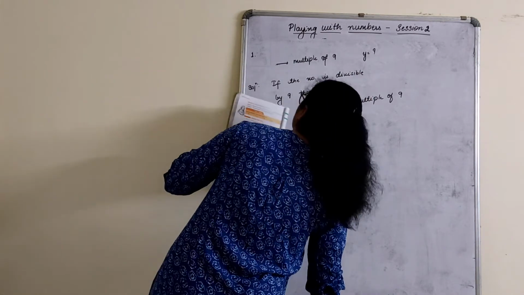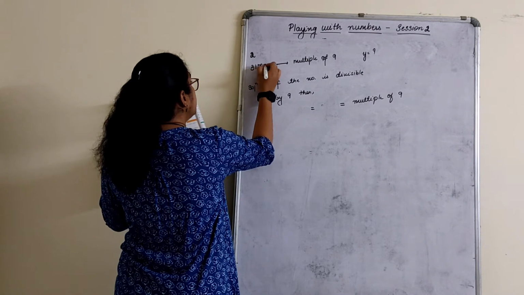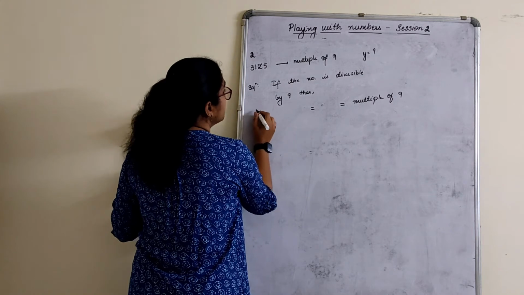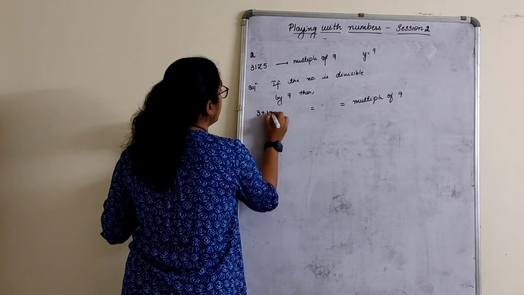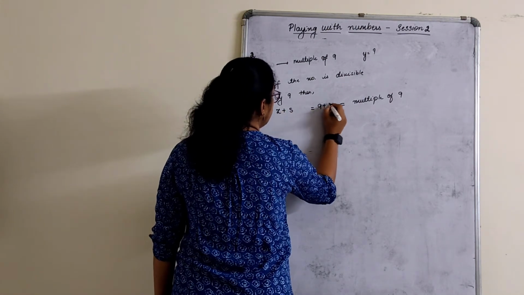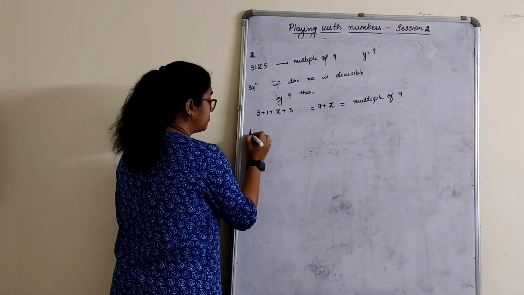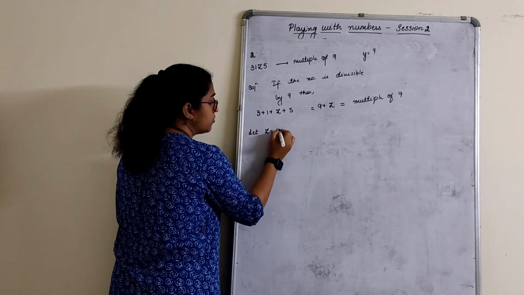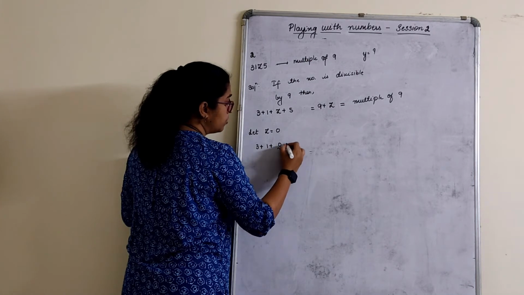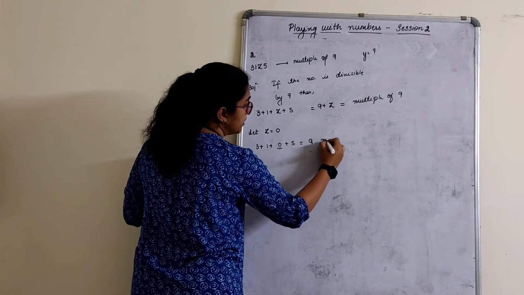Okay. Second question they have given 31Z5. If the number is divisible by 9, then 3 plus 1 plus Z plus 5, 5, 6, 7, 8, 9. 9 plus Z is also a multiple of 9. Already 9 is there. Let Z is equal to 0. So 3 plus 1 plus 0 plus 5. Count. 5, 6, 7, 8, 9. Multiple of 9.